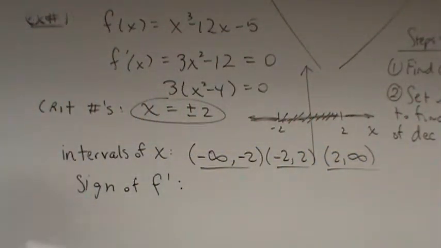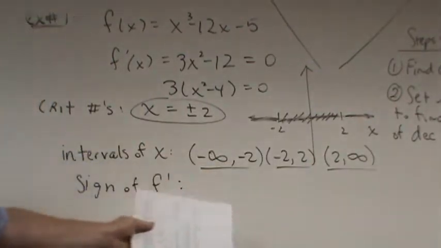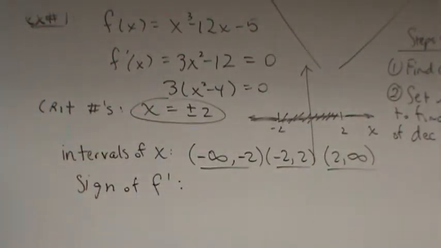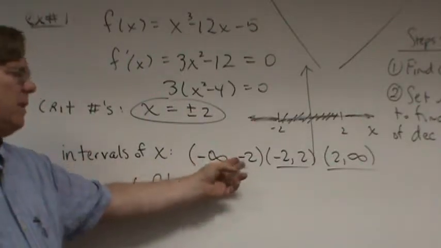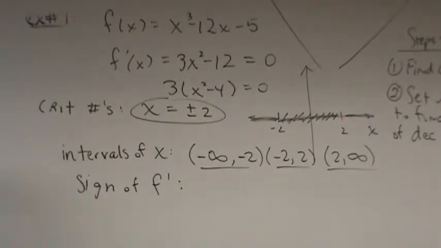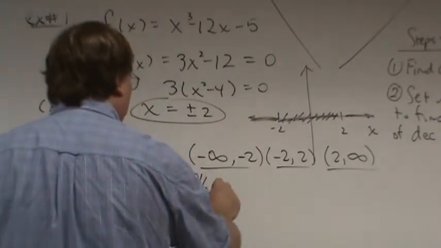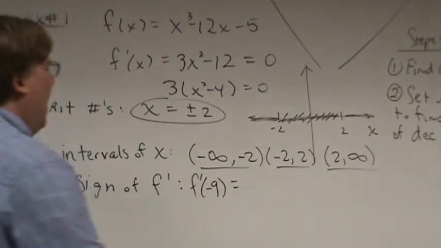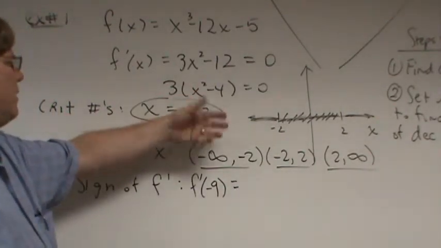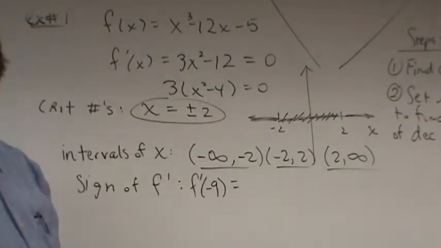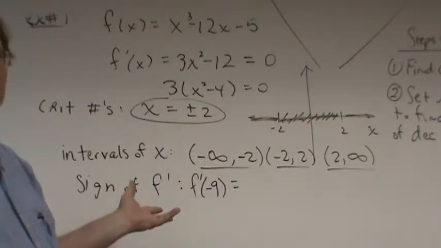So how am I going to get the sign of f prime on that interval? Just choose any point on that interval. Which point would you like to choose? -2. Yeah, I can't choose -1 because -1 is not on this interval. -9. Sure, -9, beautiful. So f prime of -9 equals, I stick -9 in, I get 81 minus 4 is 77 times 3 is 231, which is positive.